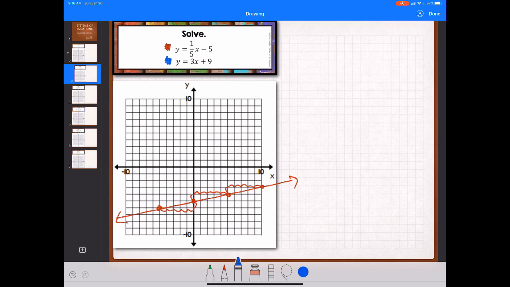The next function is y-intercept is at 9. Slope is 3. 1, 2, 3, left 1. I reversed it and did a negative 3 over 1 so that it can fit on the graph. And give it one more.